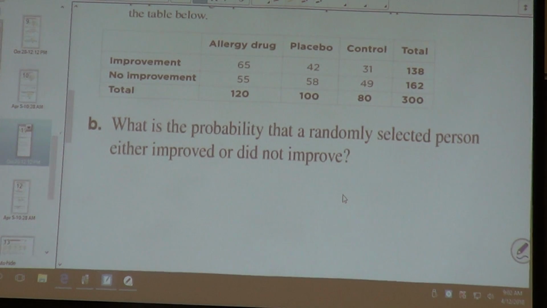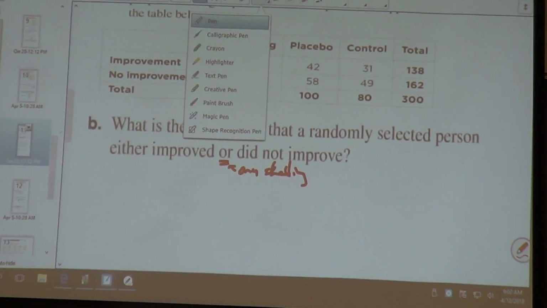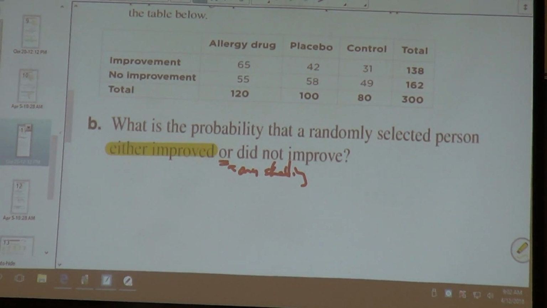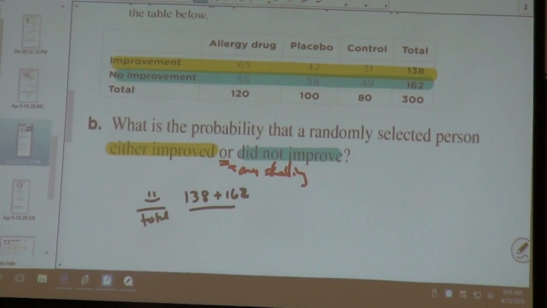This is an OR problem, which means any shading. So we have improved, and we have did not improve. So what makes me happy is either gonna be the 138 or the 162, and the total is gonna be the 300. So when you add that up, it's 300 over 300, and then I started getting that, oh, I did something wrong. Because your answer's 1.